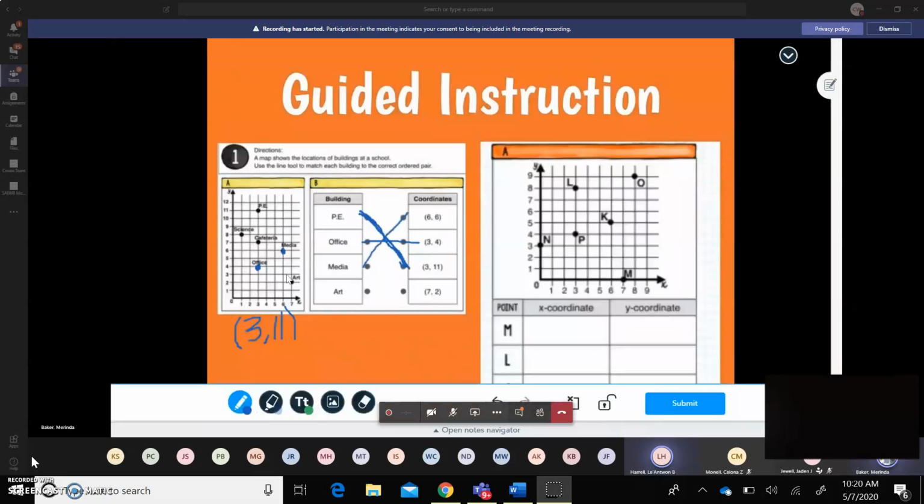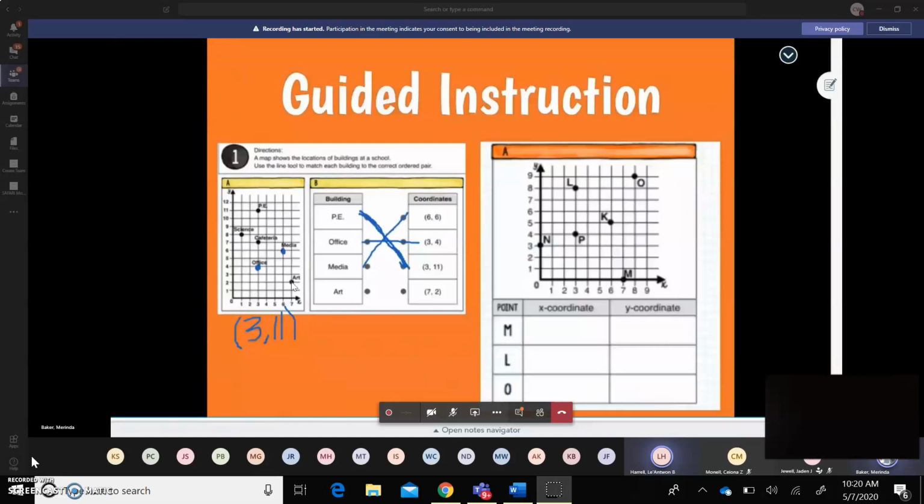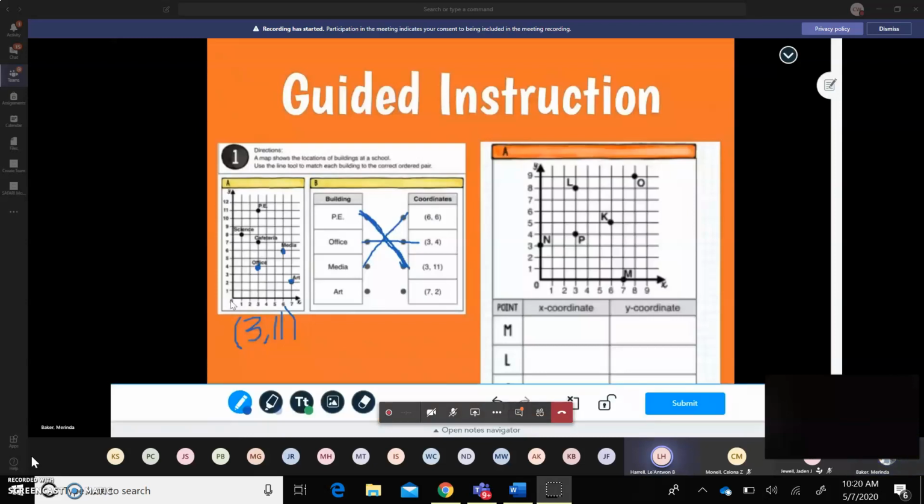Gonna give Miss Bayard a visit. Right. You would start at the origin and move 7 units to the right on the x-axis. 1, 2, 3, 4, 5, 6, 7 units to the right on the x-axis. So what's the ordered pair for the art room? 7, 2.